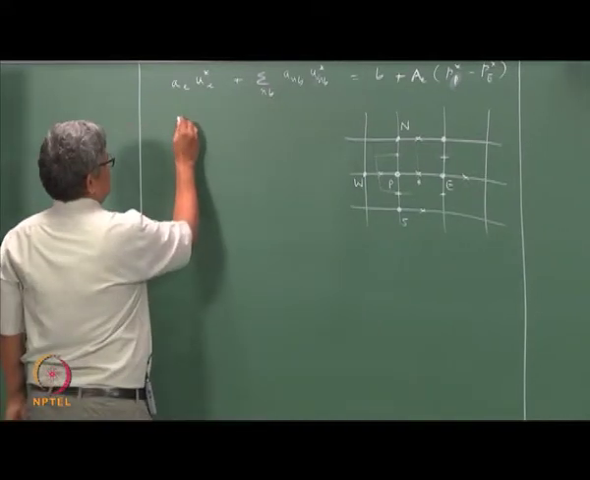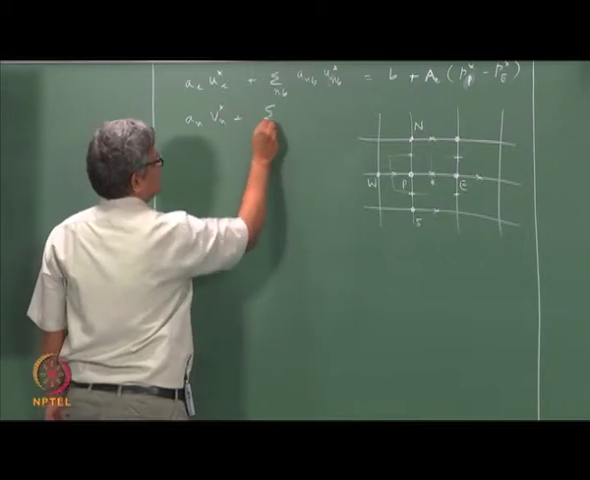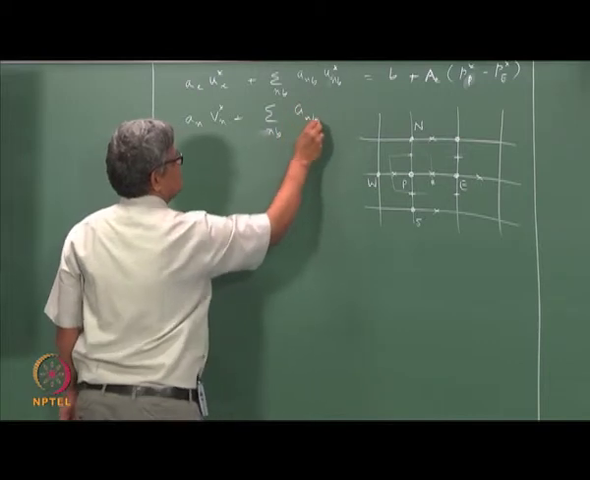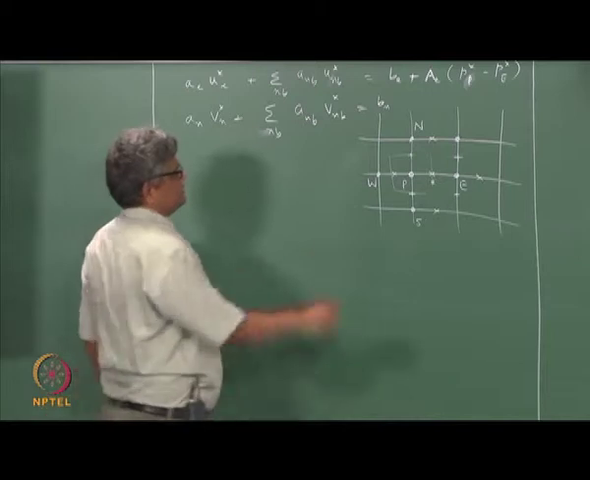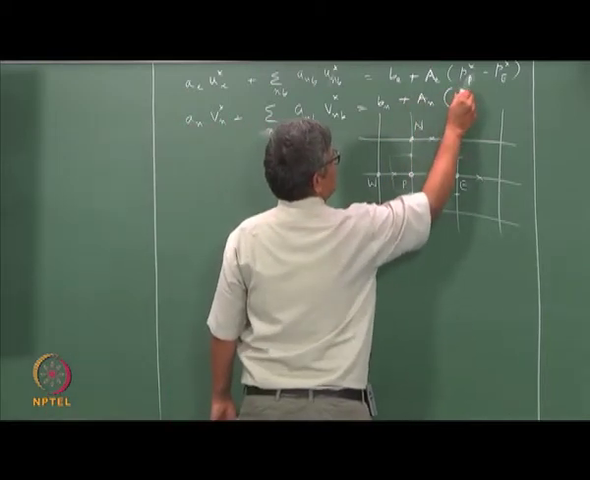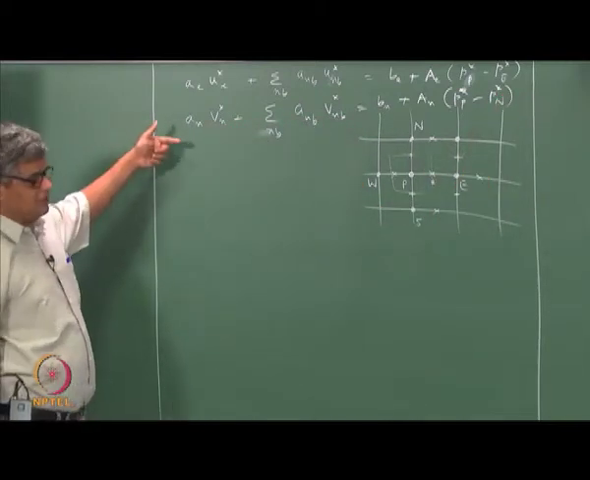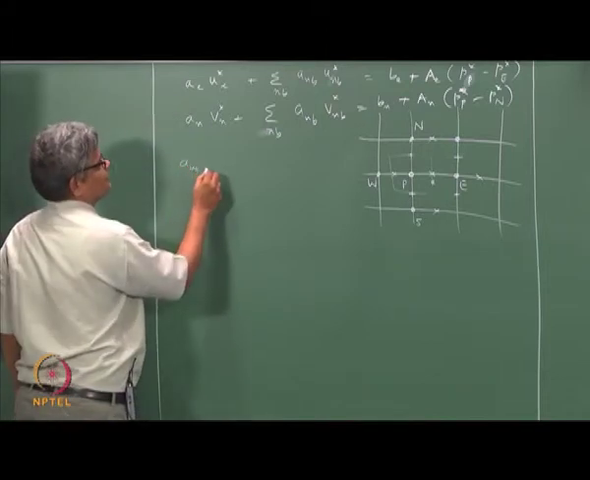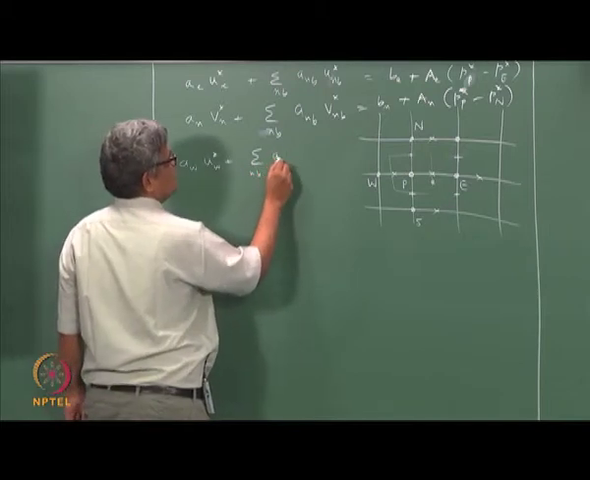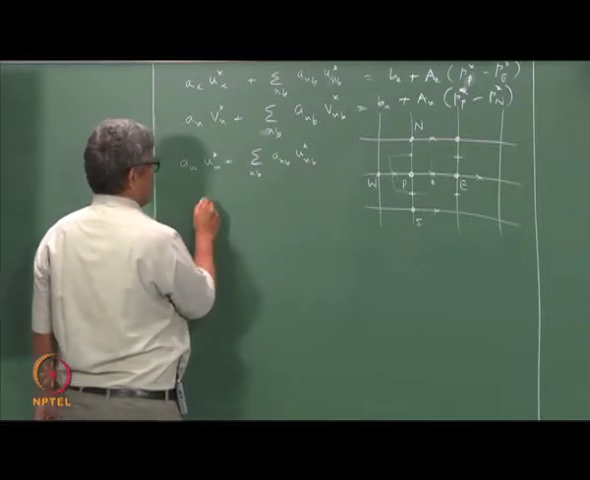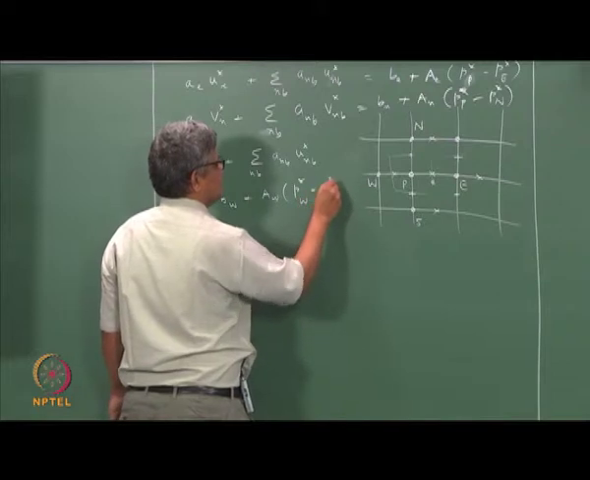And similarly, we can write down from the y momentum equation v star n plus sum over nb of a nb times v star nb equal to, if we call this b n, these are all coefficients, plus a north times p star P minus p star N. This equation can also be written, for example, a west u star w plus sum over the neighboring values of a nb u star nb equal to b west plus a west times p dash W minus p dash P.